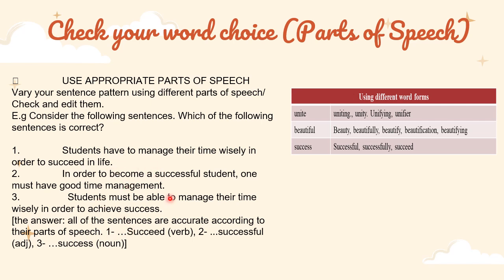Don't you think that they are all about the same idea? Yes, but how it varies. Sometimes you use succeed, sometimes you use successful, sometimes you use success. So all the answers actually are accurate according to their parts of speech. The first sentence, in order to succeed, succeed is a verb. And then the second one, successful, is an adjective, and the third one is success. We use it as a noun.